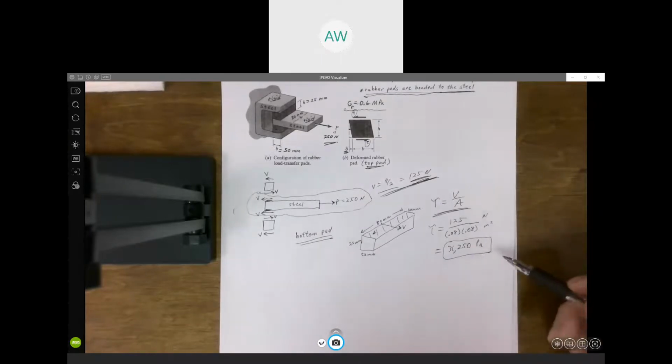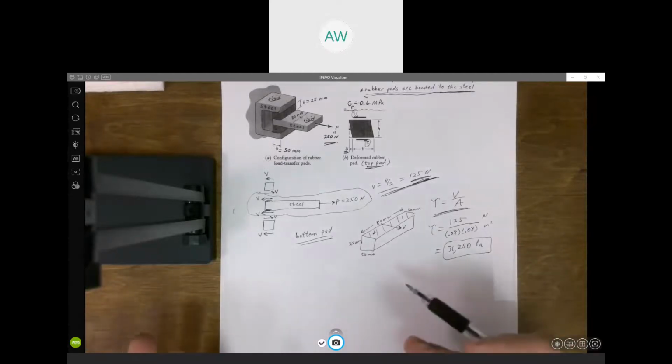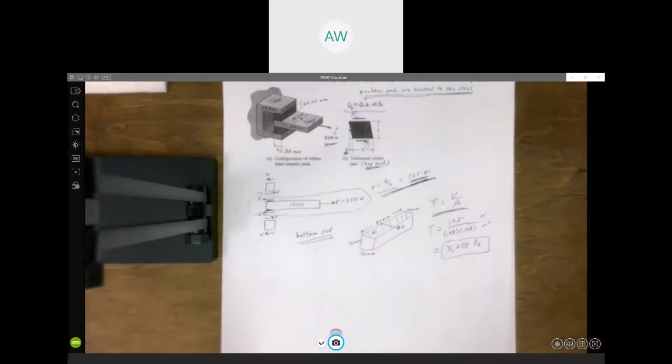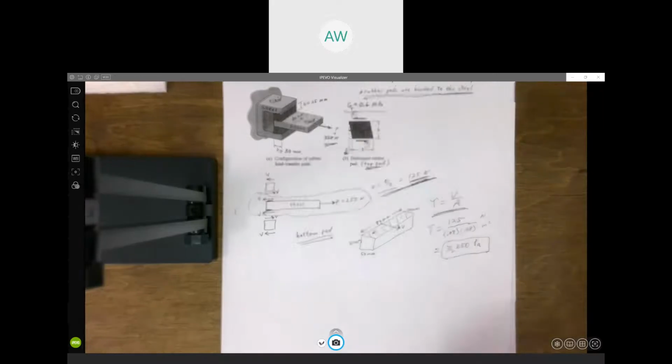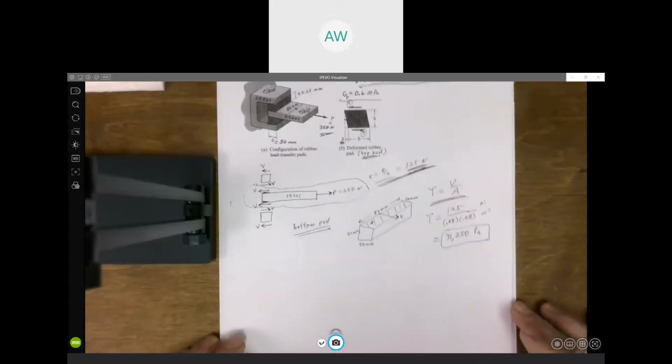Any questions how we got the shear stress on that rubber pad? Again, we did the calculation on the bottom pad, but the top is the same. They're identical, so we do one. It's the same on both. All right, no question on shear stress.